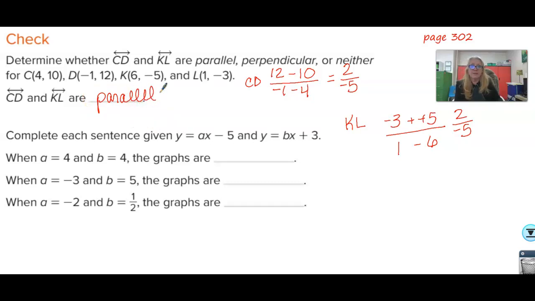Okay. So complete each sentence given y equals ax minus 5 and y equals bx plus 3. Okay. If a is 4 and b is 4, then they have the same slope, so the lines are parallel. If a is -3 and b is 5, they're neither, okay? Because they're not the same and they're not negative reciprocals, it's neither. If a is -2 and b is +1/2, the graphs would be perpendicular.